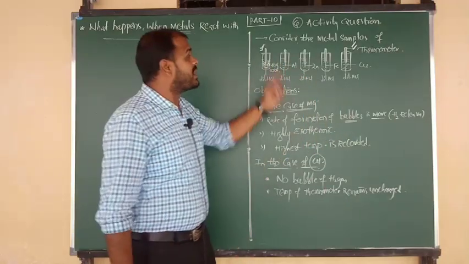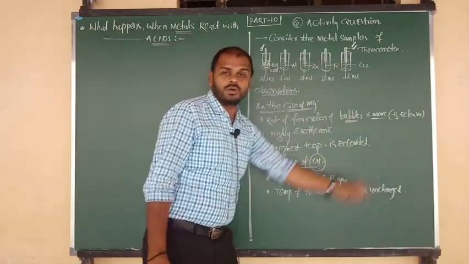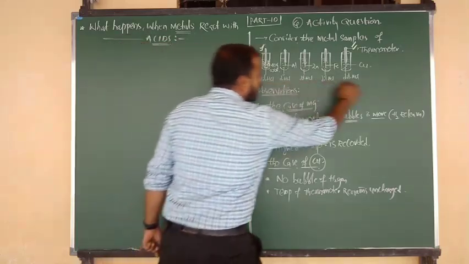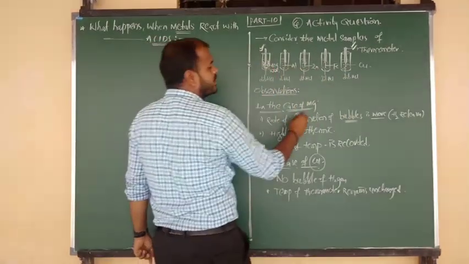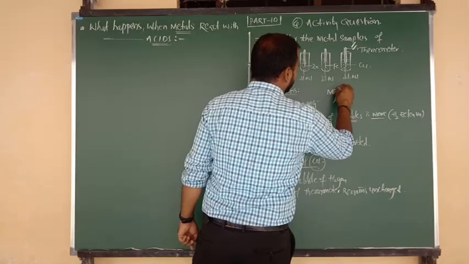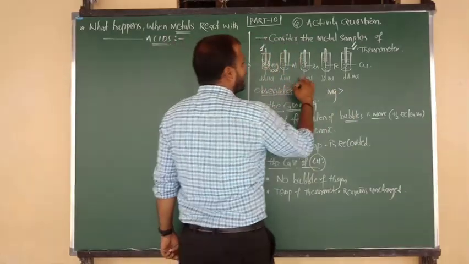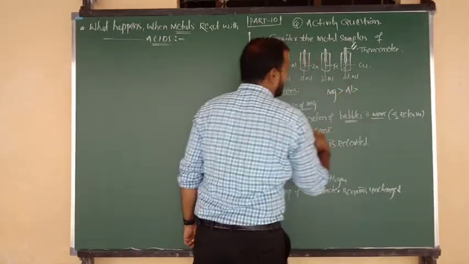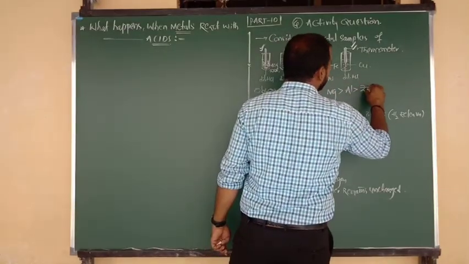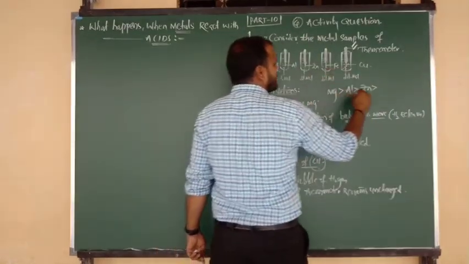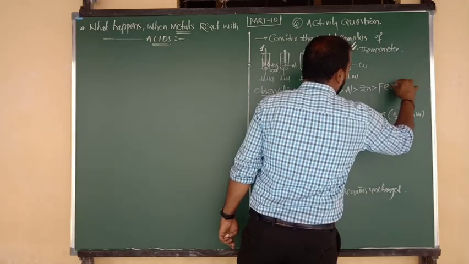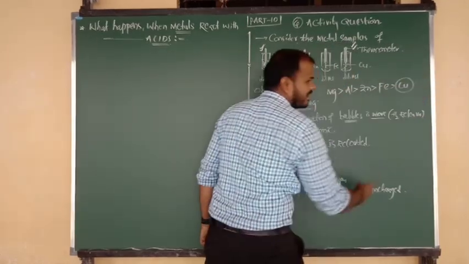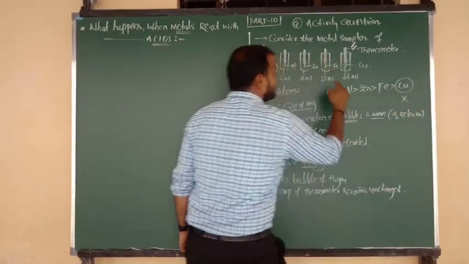So what is the reactivity of the given metal samples towards hydrochloric acid? Towards hydrochloric acid, which metal sample is more reactive, beta? The magnesium metal sample was more reactive. After that, aluminum. After that, zinc. The next one is iron. And the last one is copper. Copper does not show a reaction with dilute HCl.